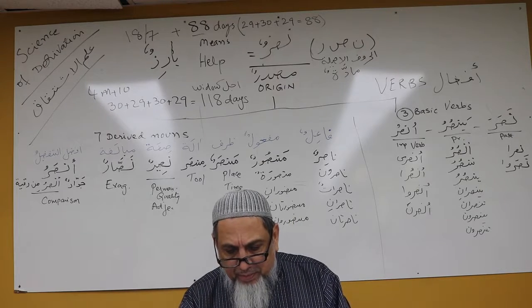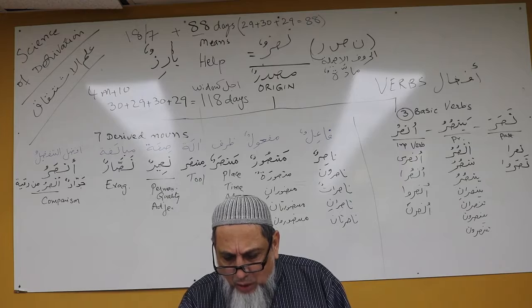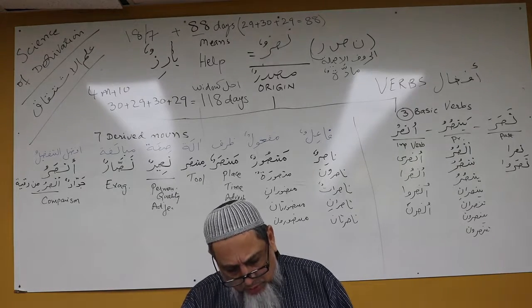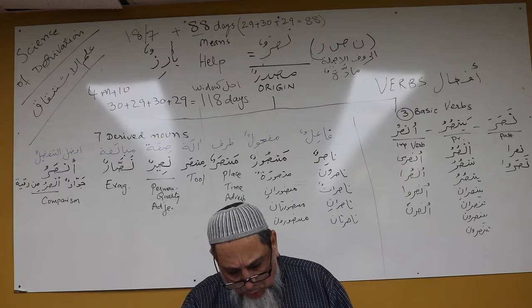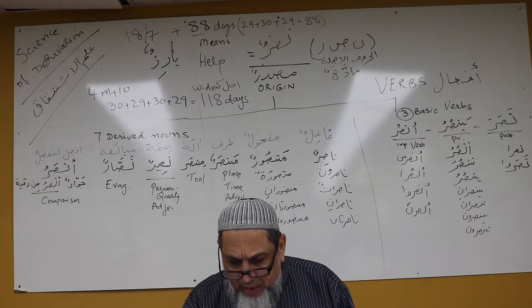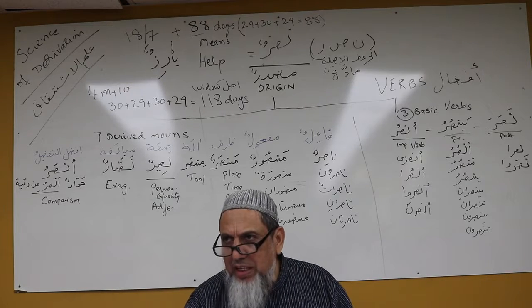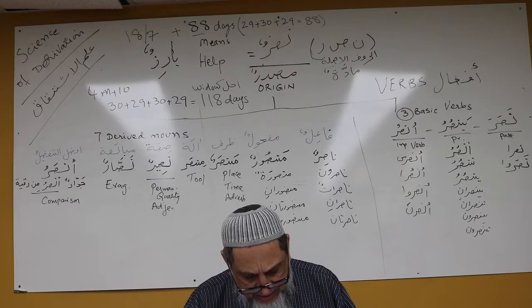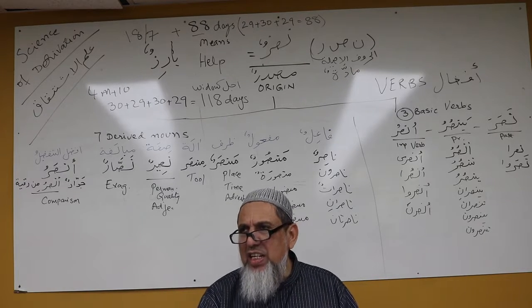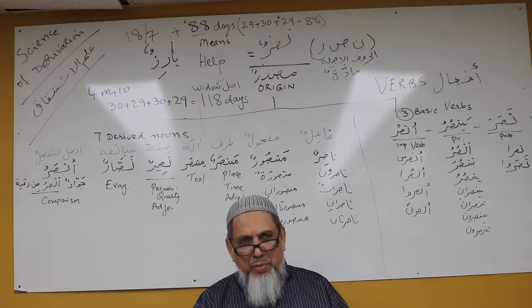Now the next set. Repeat after me. Taksibu, ta'amalu, tambutu. Taksibu means, write down a big she there, she. Taksibu means she is earning. She is employed.